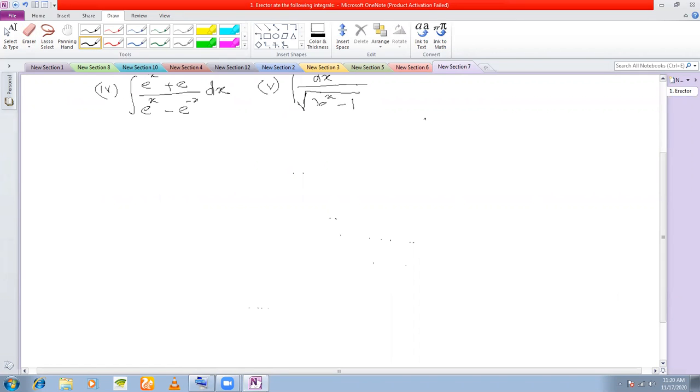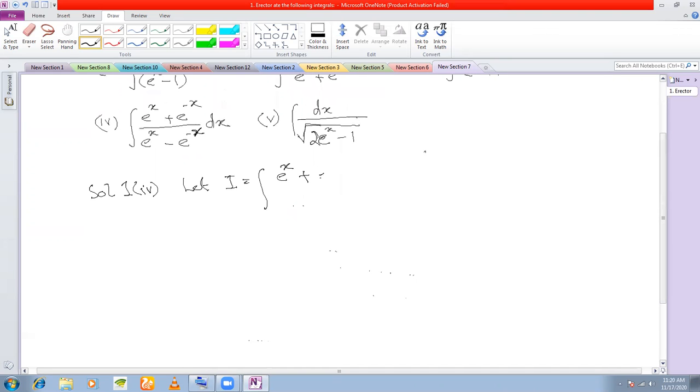Solution 1 4. Now again, if you see in this integral here, e to the power of x plus e to the power of minus x by e to the power of x minus e to the power of minus x dx. Right? Now in this integral, if you see, if you differentiate the denominator, will you get the numerator?